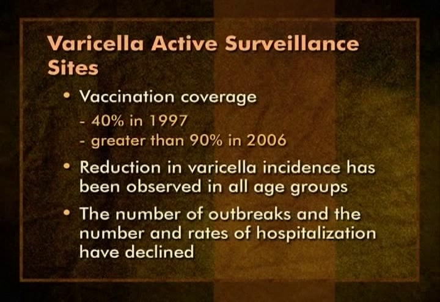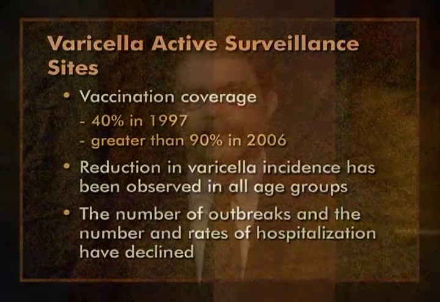Vaccination coverage in the active sites has risen from 40% in 1997 to greater than 90% in 2006. Reduction in varicella incidence has been observed in all age groups in both of the active surveillance sites. The greatest reduction has been seen in children 1 to 9 years of age and adolescents 10 to 14 years of age. The number of outbreaks and the number and rates of hospitalization have also declined. The overall reduction in varicella since the availability of vaccine is not unique to the active surveillance sites.